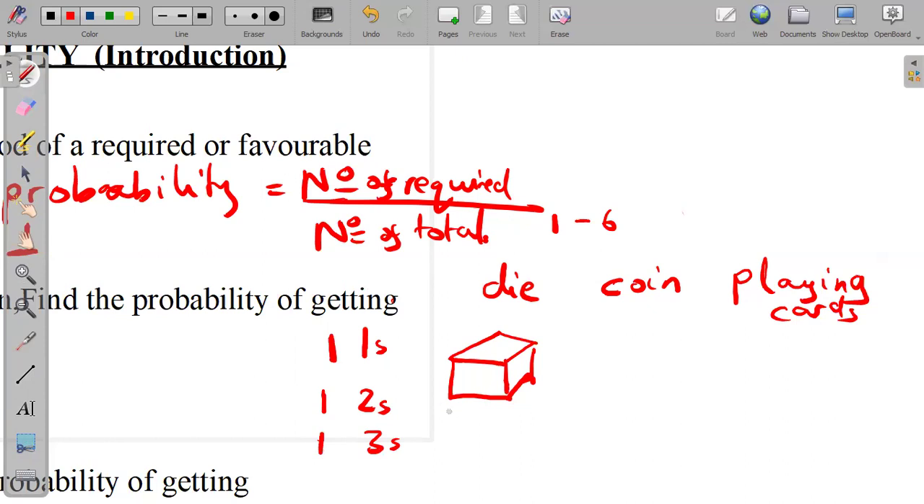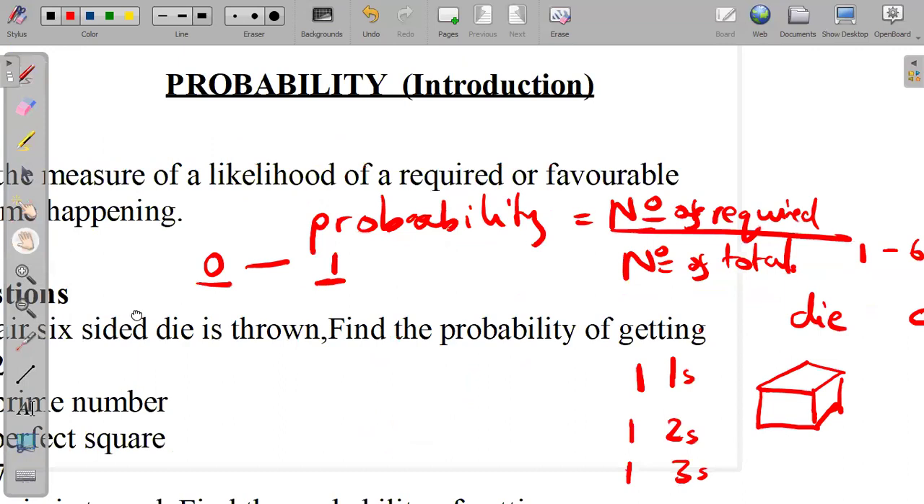So whenever a question asks, what is the probability of getting 3? It's obviously 1 over 6. What is the probability of getting a 5? It's 1 over 6. One common error that candidates may make is to think that the probability of getting a 5 should be 5 over 6. No, it's not the case. It's 1 over 6, because we are considering the required outcome, how many there are, over the total. How many digits do we have?